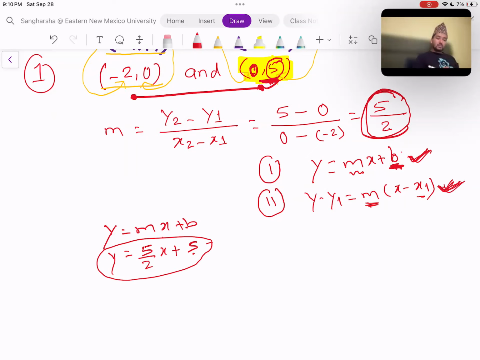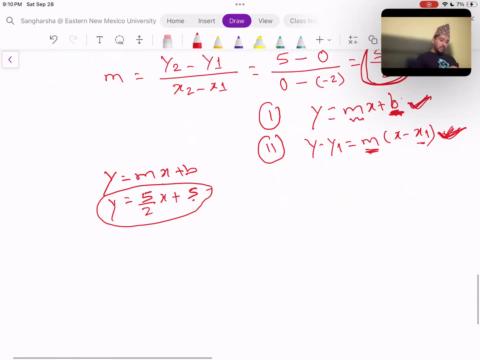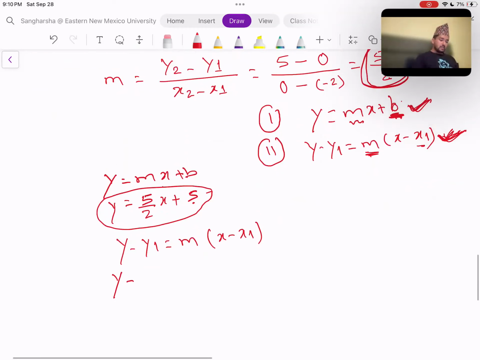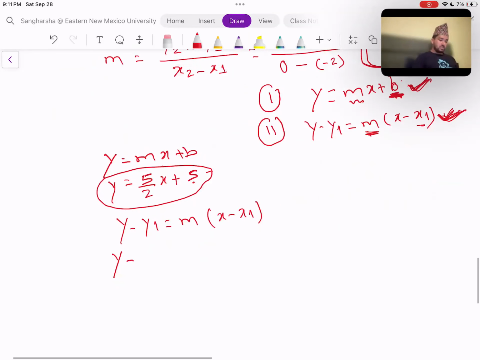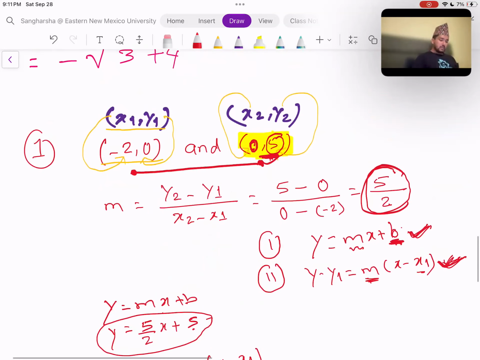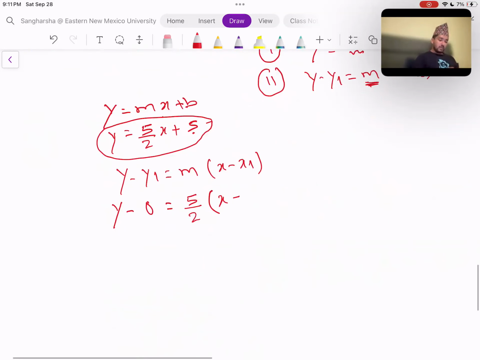Okay, now you can also use the second, point-slope form, for this one. Our formula is y minus y1 equals m times x minus x1. Now let's substitute this. Y minus our y1, which is 0, equals our slope, 5/2, times x minus our x1, which is -2.